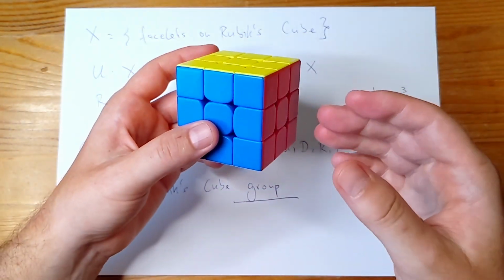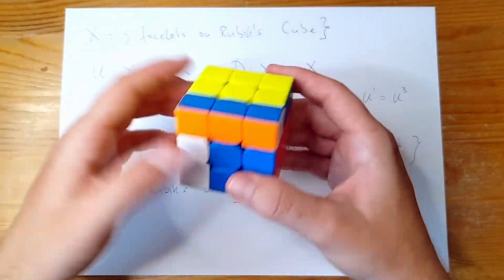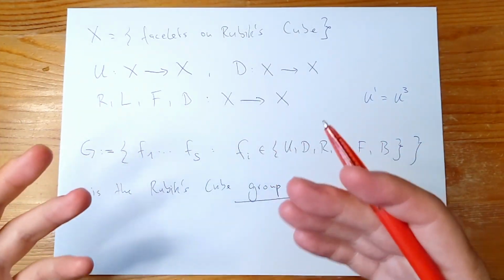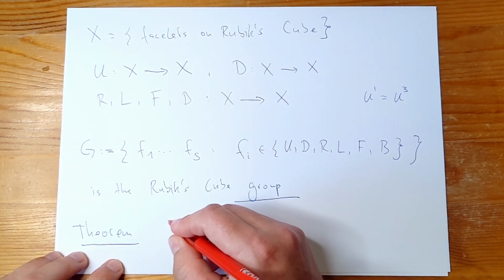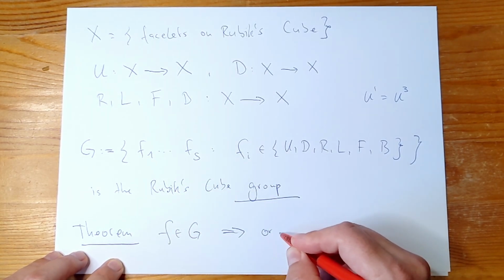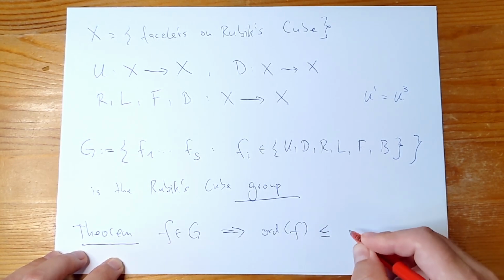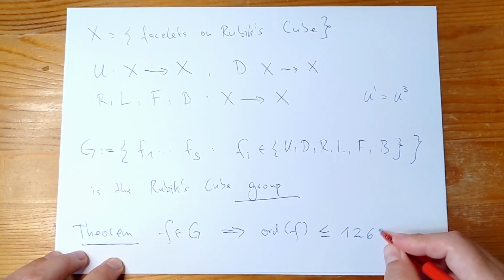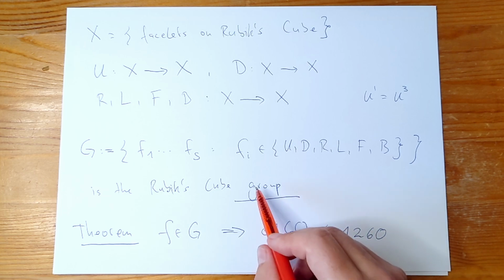So we're just talking about every permutation which can be built up in the sense of iterated products from the basic face moves. And now we can actually state what the goal of this video is. So we have the theorem. If F is any element of G, so every sequence of moves we consider, then the order of F, and this makes sense because F is a permutation, is at most 1260. And remember, in the last video I already gave you an example of a sequence of moves whose order is exactly this. So this means that we're then done. We have found the maximal order in this group.